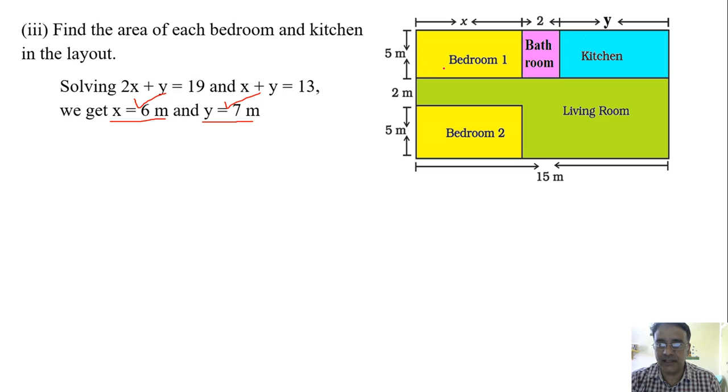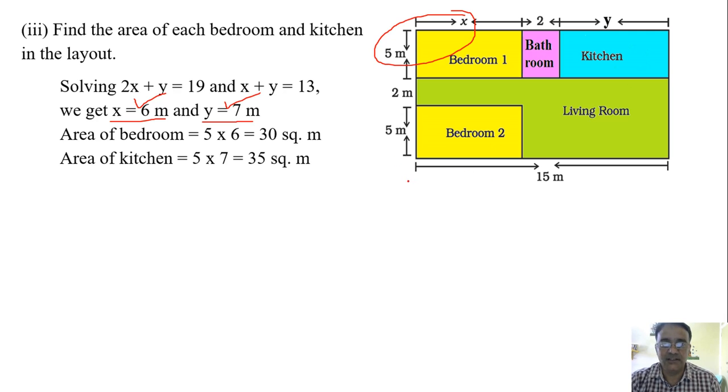Now the area of one bedroom is 5 into x. So we'll get 5 into 6, that is 30 meter square. And the area of the kitchen is 5 into y. So y is 7, so 5 into 7 is 35 meter square.